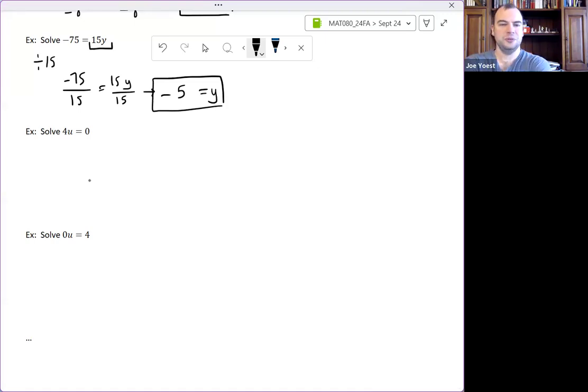Okay, now let's look at two more examples here. Let's try to solve 4 times u equals 0. Let's solve it algebraically and then look at the model. We will actually go back to the model for this one to see what's happening. What's my strategy? I divide by the coefficient of the variable. So I'm going to divide by 4.